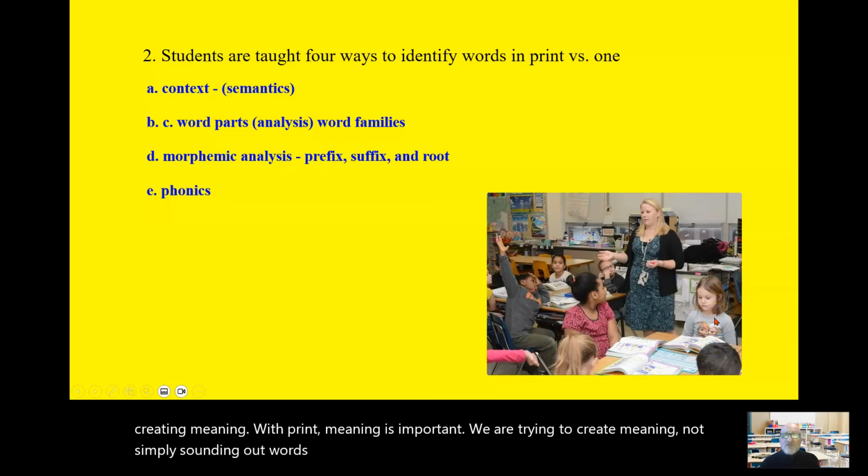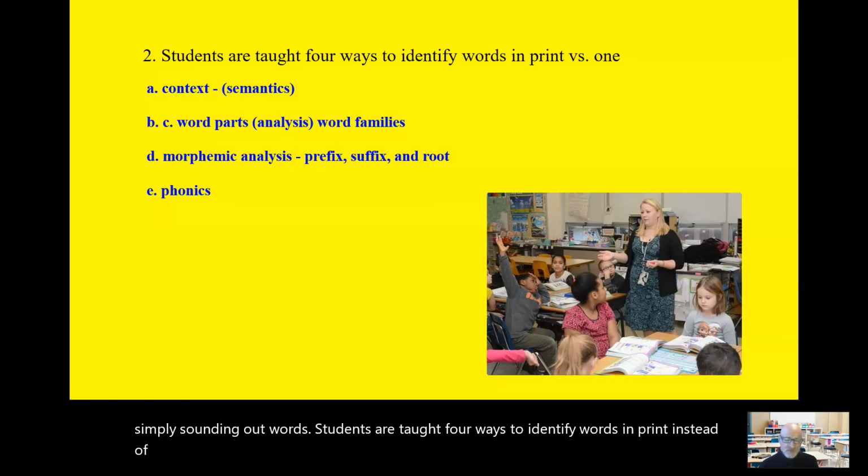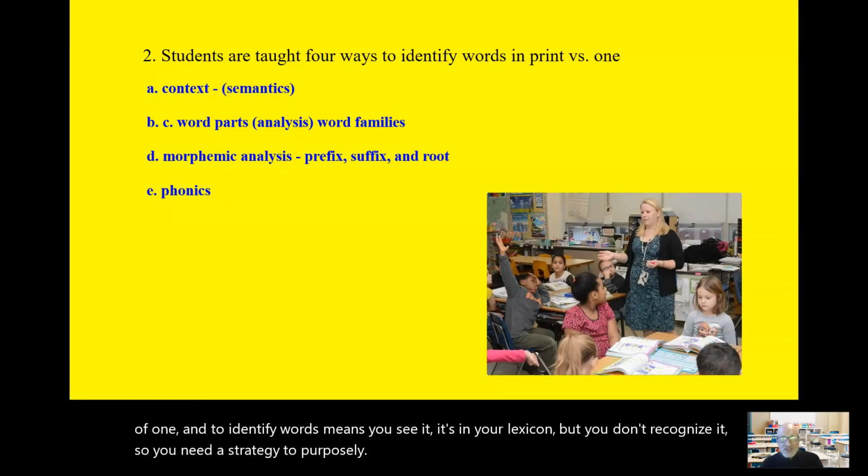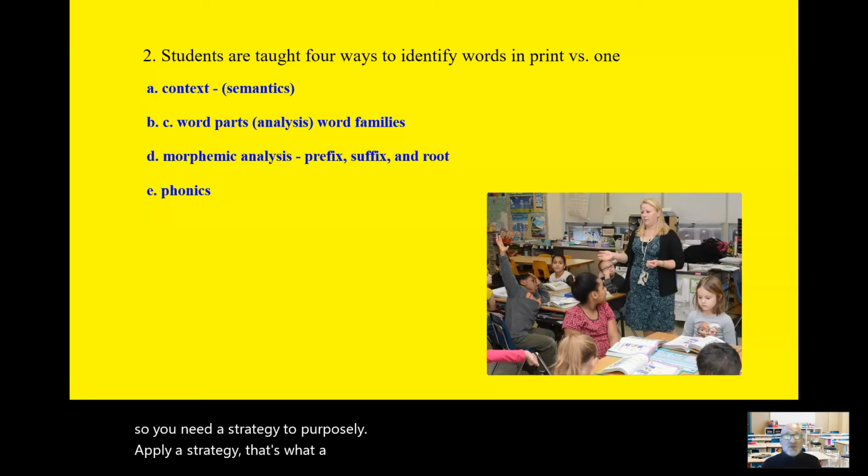Students are taught 4 ways to identify words in print instead of 1. And to identify words means you see it, it's in your lexicon, but you don't recognize it. So you need a strategy to purposely apply. That's what a strategy is. You consciously apply some cognitive operation.